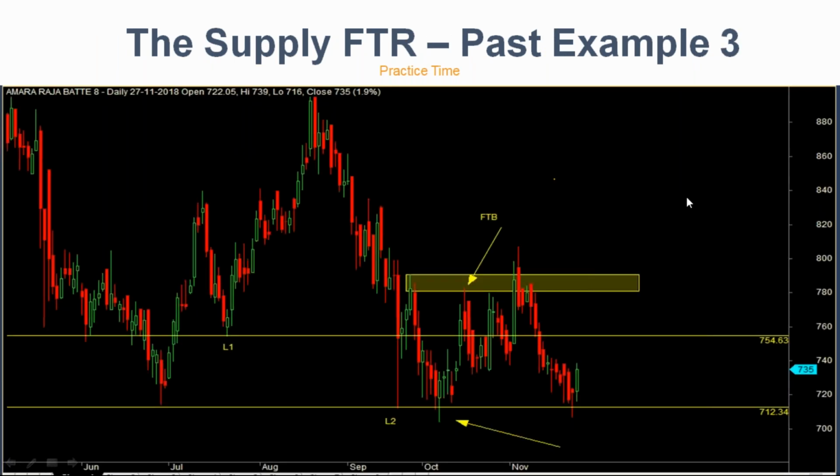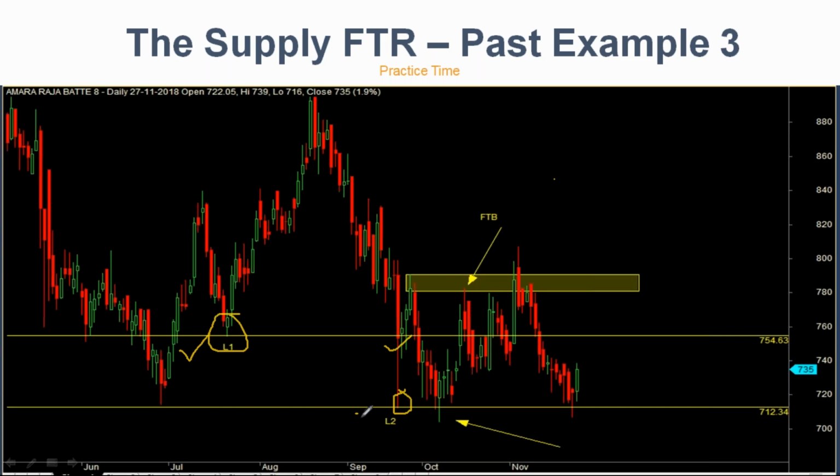Supply FTR, Amar Raja Battery. Low one formed, rule number one. Low one broken, rule number two. Rule number three, low two formed. Price went up, formed a base, and broke low two also. Now this is a wrong trade.